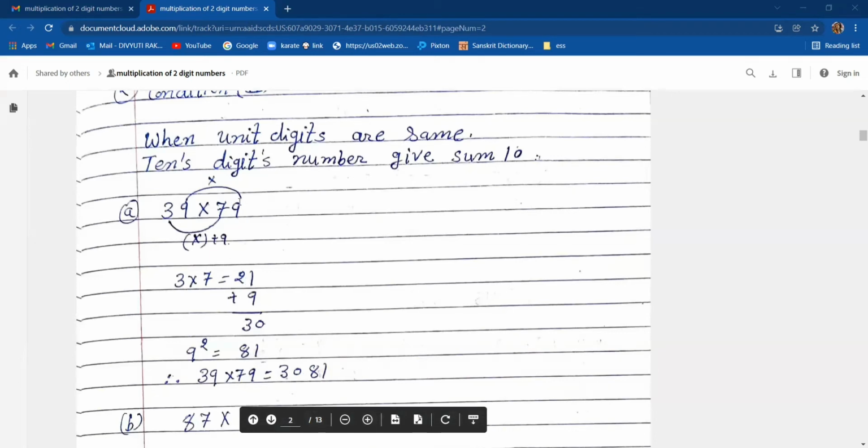9 is the common digit that I have added here, and I got the answer 30. I will keep it as it is, and then you have to do multiplication of these two unit digits, or you can do one more thing: as both the numbers are same, you can take the square. 9 square will be 81. So again you have to put it together, so 3081 will be the answer.